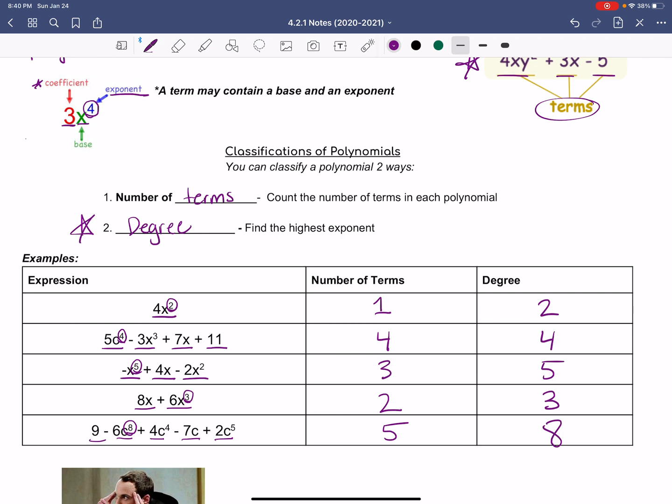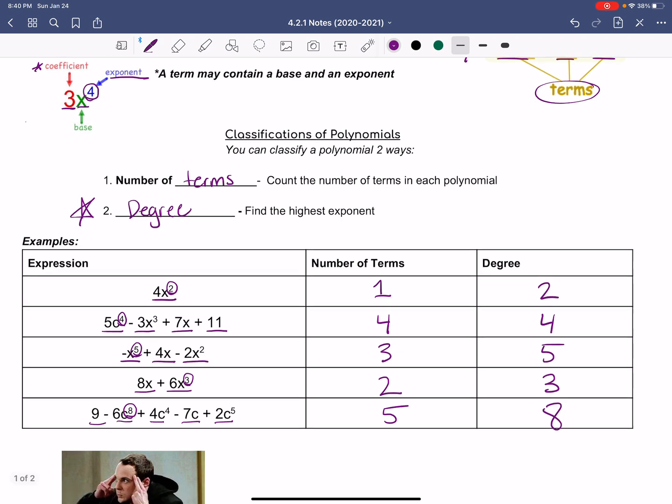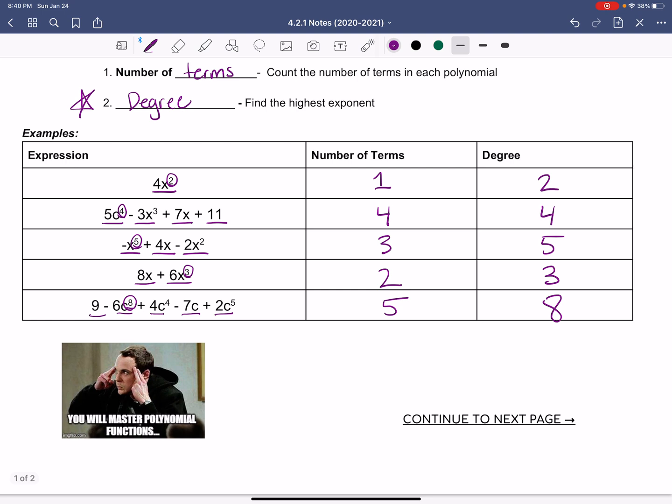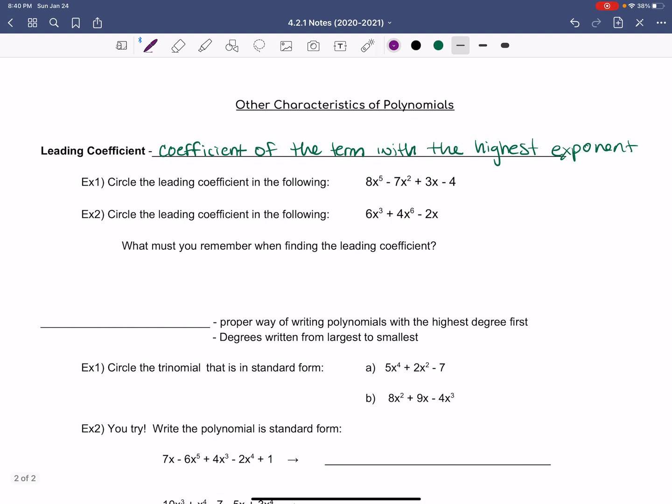And that is the first big part of learning target 4.2.1. However, there is a little bit more. So we're going to continue on to that next page. Here we go. All right, as you can see, we have a brand new vocabulary word. This is just another way to characterize a polynomial. It is leading coefficient. And a leading coefficient is the coefficient, or the number in front, of the term with the highest exponent. Or as we now know, the highest exponent, that's the degree. So we're looking for the number in front of the term that has the degree of the polynomial.